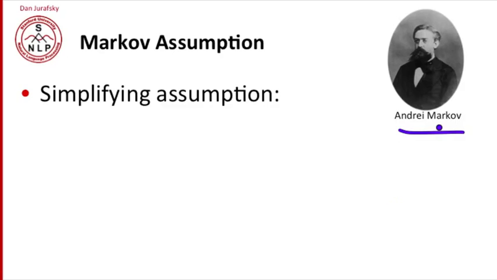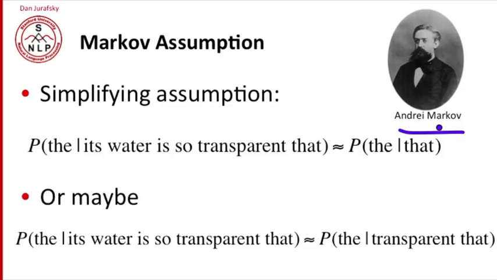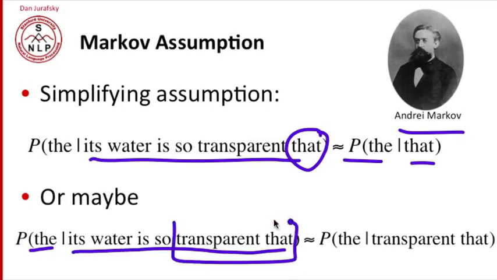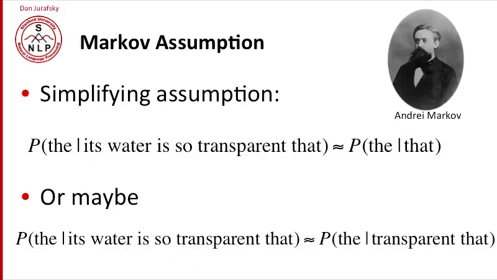And the Markov assumption suggests that we estimate the probability of "the" given "its water is so transparent that" just by computing instead the probability of "the" given the word "that", or the very last, "that", meaning the last word in the sequence. Or maybe we compute the probability of "the" given just the last two words, so "the" given "transparent that". So that's the Markov assumption. Let's just look at the previous, or maybe the couple previous words rather than the entire context.